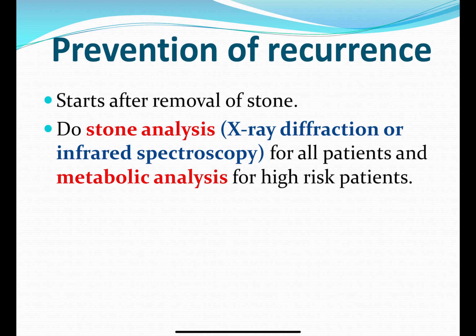Stone analysis is done by the lab either by X-ray diffraction technique or infrared spectroscopic technique. That means you have to do stone analysis for each and every patient. And for selective, high risk patients, we have to go for metabolic analysis, like a patient having recurrent stone formation, a positive family history, or a stone like a cystine stone, or a patient having a single kidney. In that scenario, you have to always do the metabolic analysis.